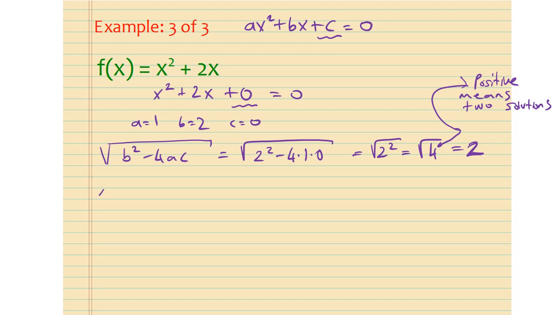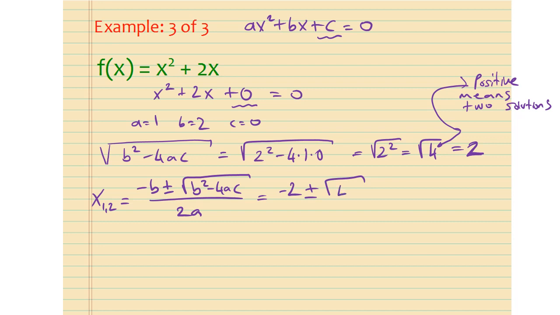Now let's find those two solutions. x1 and 2 is equal to negative b plus or minus square root of b squared minus 4ac all over 2a. Our negative b is going to be negative 2 plus or minus square root of b squared minus 4ac, which is going to be 4 right here, or I can just write 2 at the end as well. 2 times a is 2 times 1. We can rewrite this as negative 2 plus or minus 2 over 2.